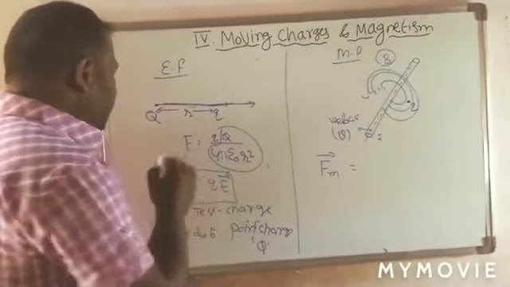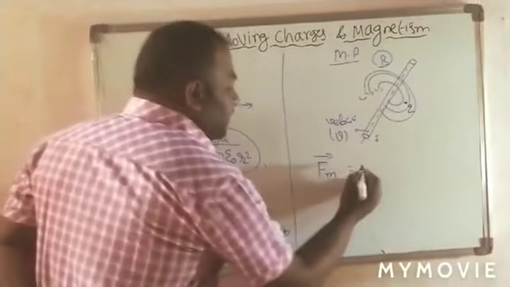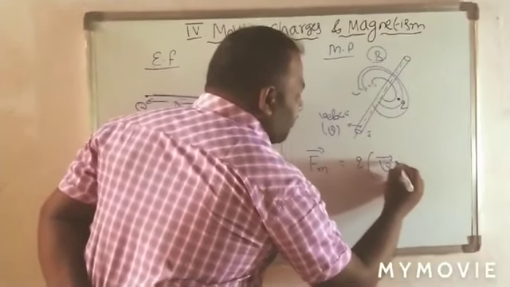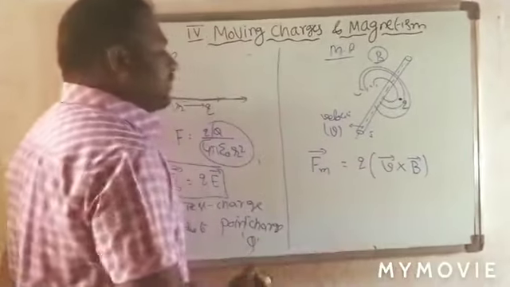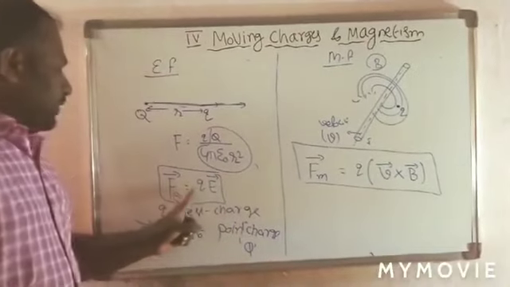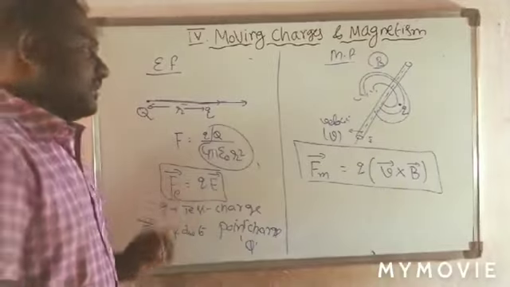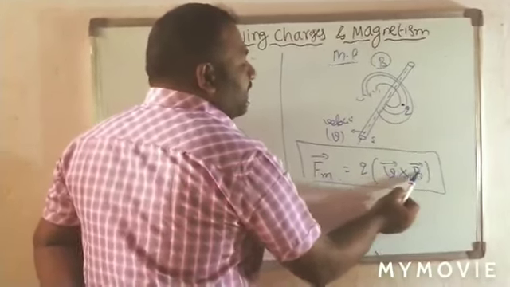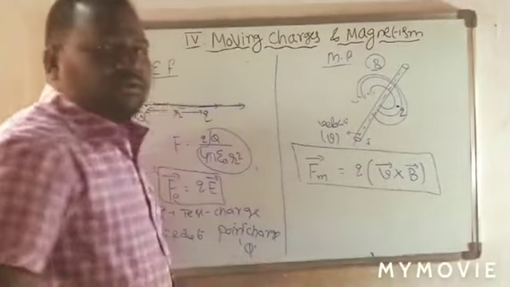Here it is Fe bar. This is known as the electric force. So the Fm bar is equal to test charge q into velocity of moving charge cross magnetic field produced by the moving charge. Here the small q into electric field is known as electric force, where small q into V bar cross B bar, velocity bar, magnetic field is known as the magnetic force.